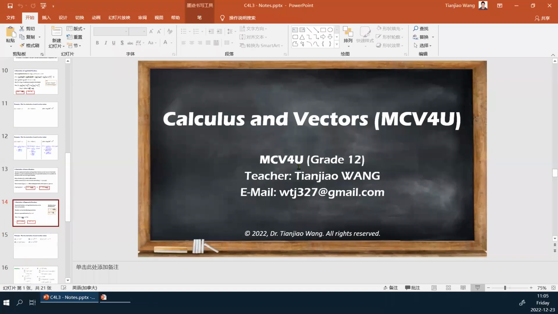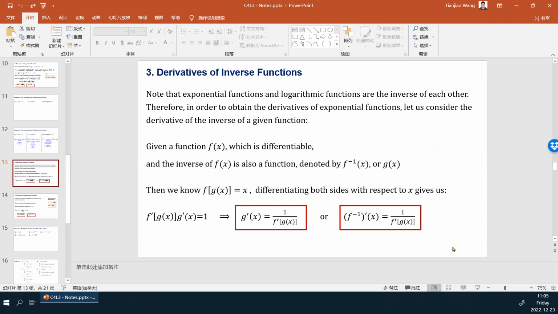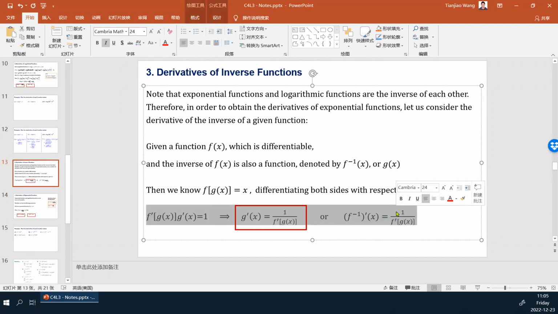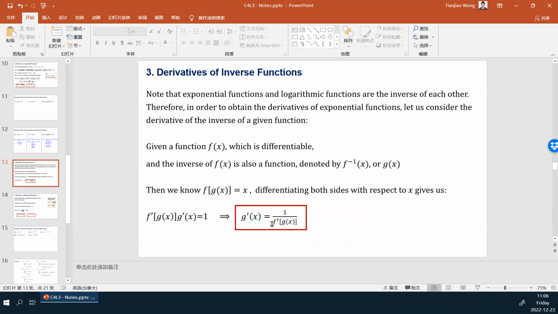Okay, let me modify this a little bit to help you better understand. Probably, first of all, it's better to not use this, so let's delete this first. Okay, just remember this formula here. This formula is easier to understand.